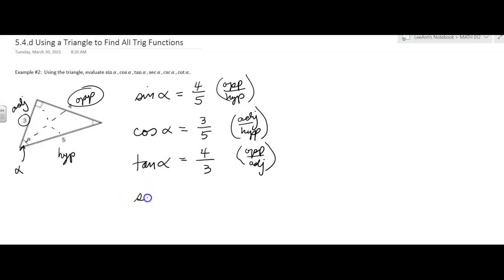Then they want the secant of alpha. So that's the reciprocal of cosine. So it's going to be hypotenuse over adjacent. And so our hypotenuse is 5, and our adjacent is 3.